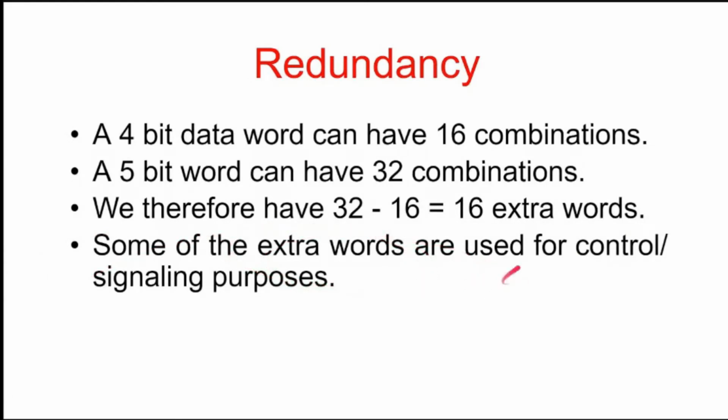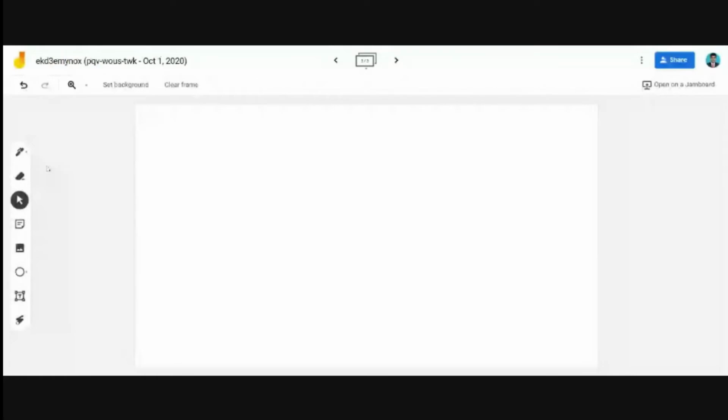Some of the extra words are used for control or signaling purposes, and it's also an encryption method. Here I can encrypt the corresponding message. Fine. So for example, see, this is the original text, an example of 4-bit text. So this is the original source message.